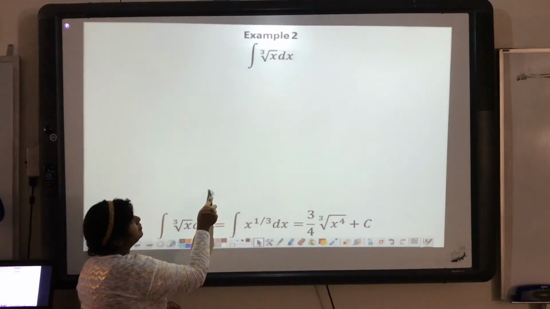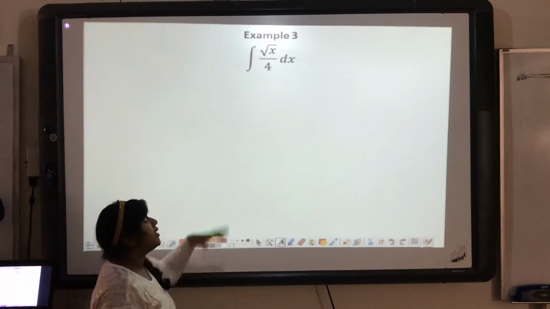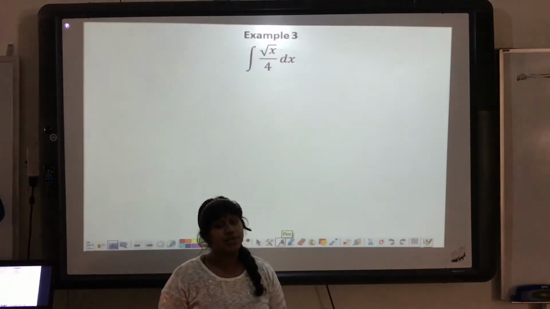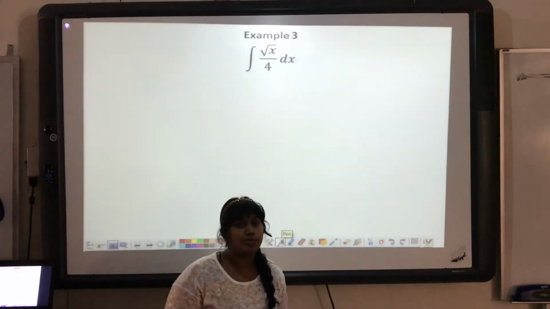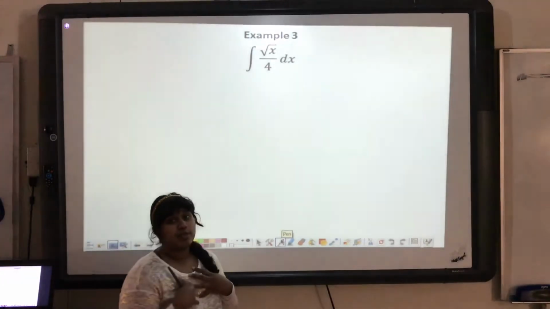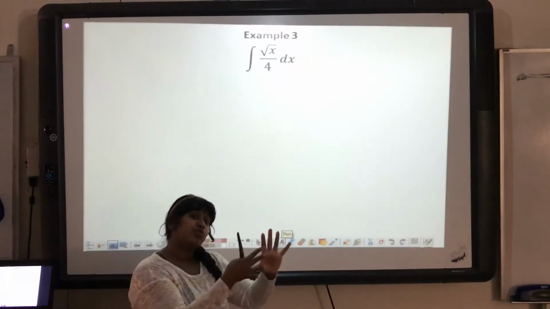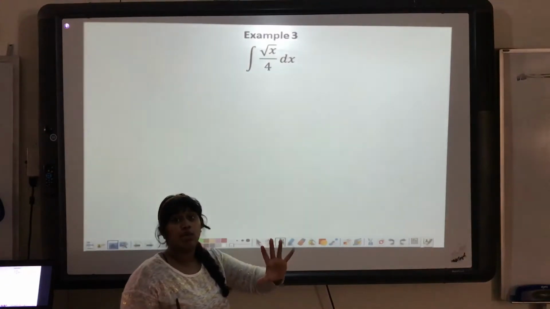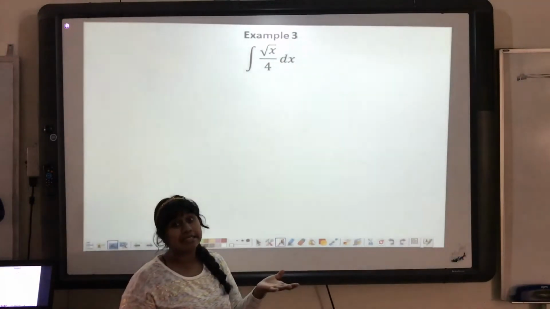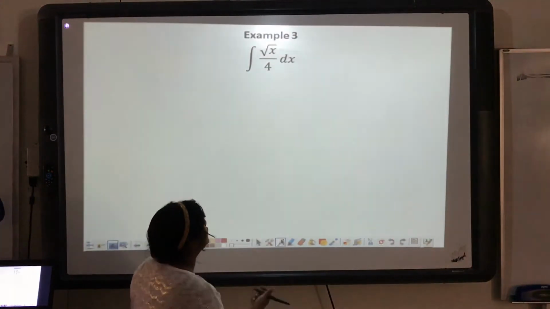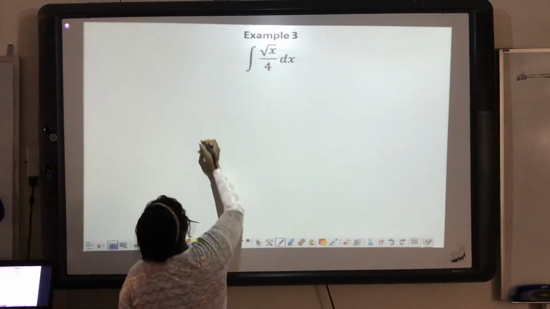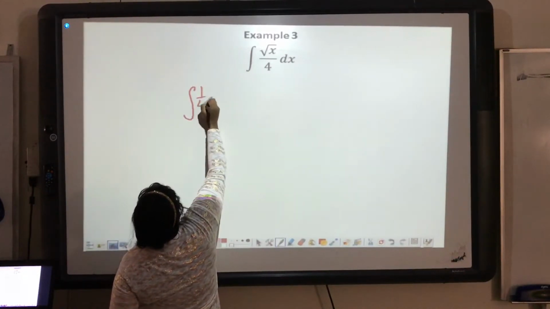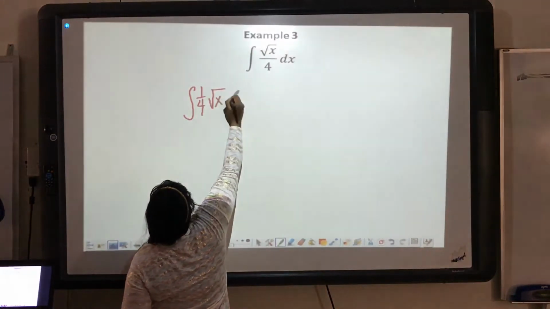Let's continue on. Okay, so now here we have something in the denominator. We also have a root, so we got to do a little bit of algebra manipulation. So what I'm going to do to make my life so much simpler is drag out that 4 by making it a coefficient, because my value up top is technically 1, so it's actually a coefficient of 1/4. So it's going to become the integral of 1/4 times the square root of x dx.